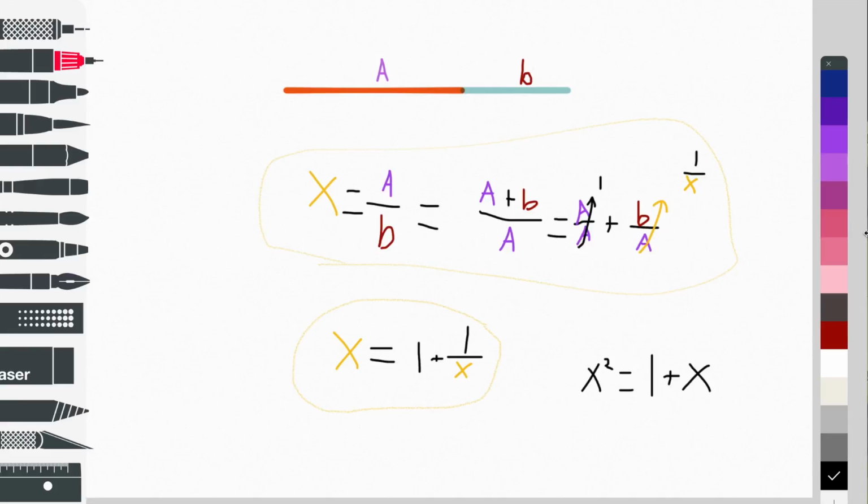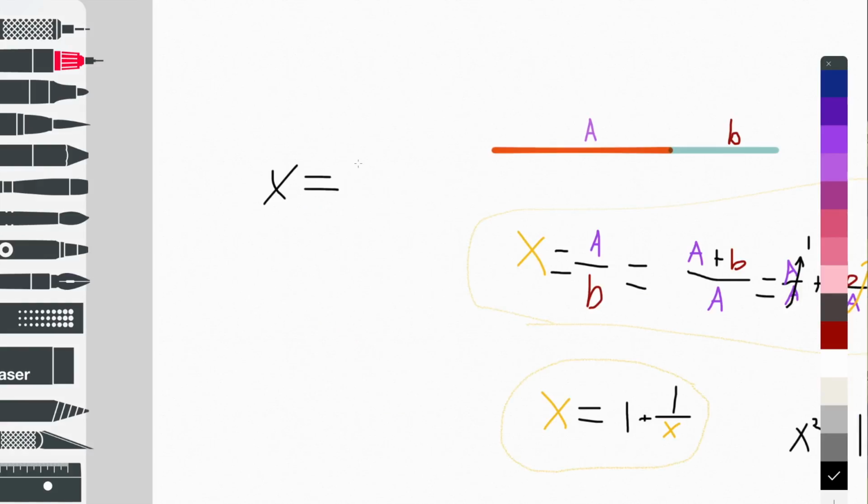So eventually you should get x is equal to 1 plus the square root of 5, all of that over 2. So this is the equation you should get.